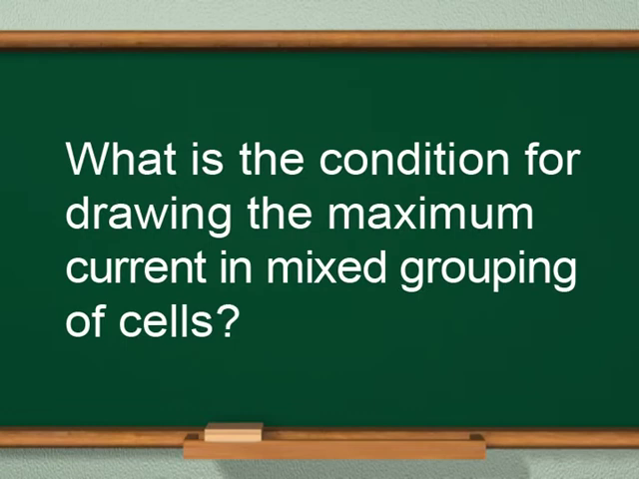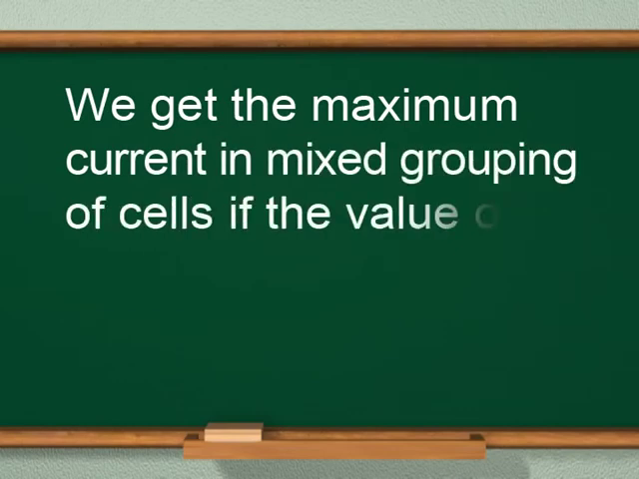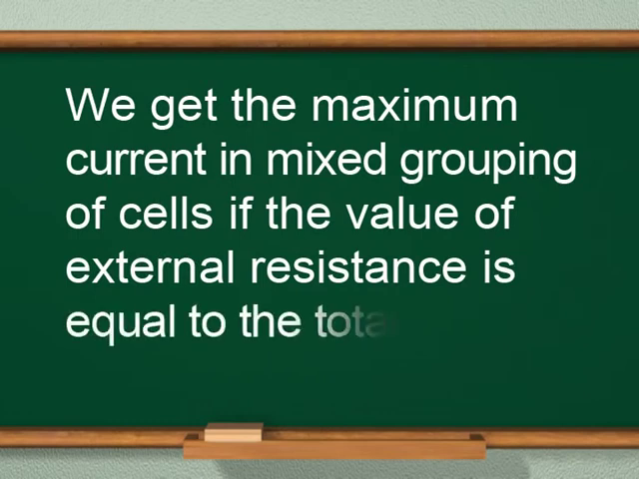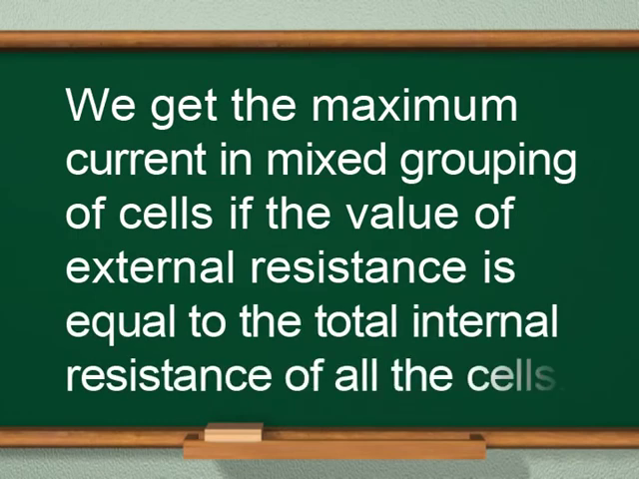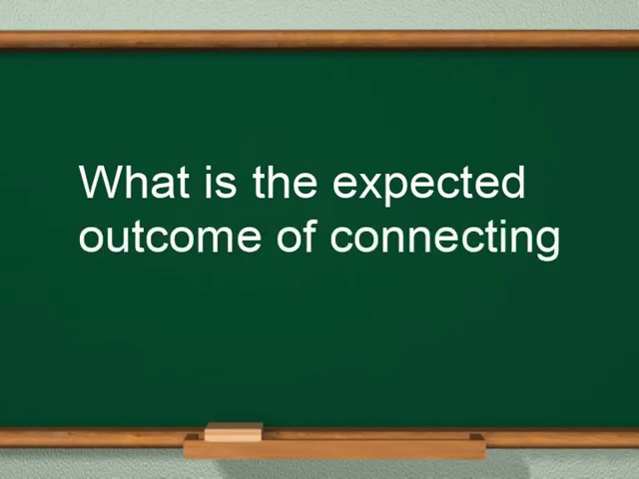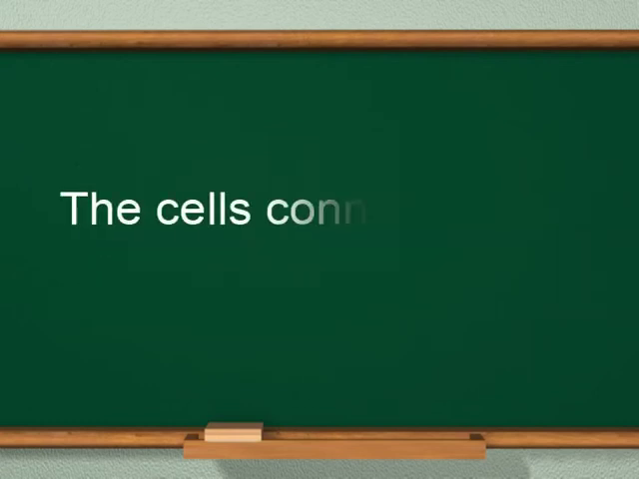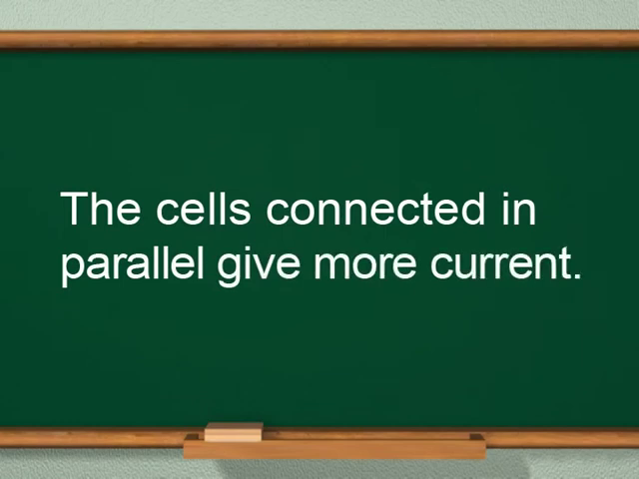The first question is, what is the condition for drawing the maximum current in mixed grouping of cells? The answer is, we get the maximum current in mixed grouping of cells if the value of external resistance is equal to the total internal resistance of all the cells. Next question, what is the expected outcome of connecting cells in parallel? The answer is, the cells connected in parallel give more current.